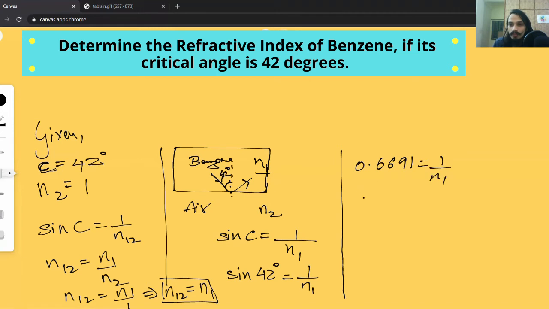Now I need to find out N1, so I will cross multiply this. N1 equals 1 by 0.6691. This is a decimal fraction that you'll have to solve. Since you know how to solve decimal fractions, I'm going to leave the calculation up to you. And once we come to the answer, as far as I remember, it is 1.49. We'll have to give it a check.